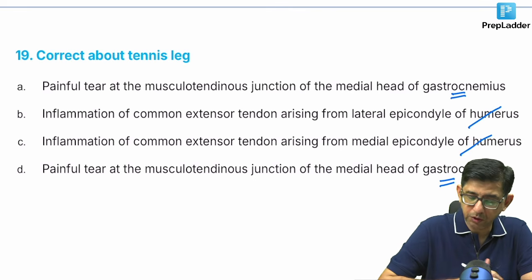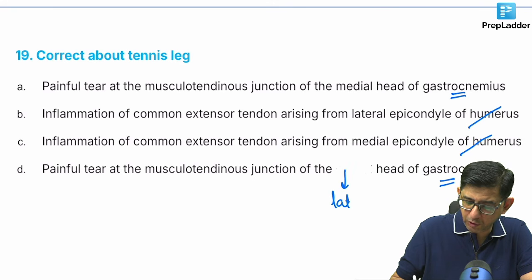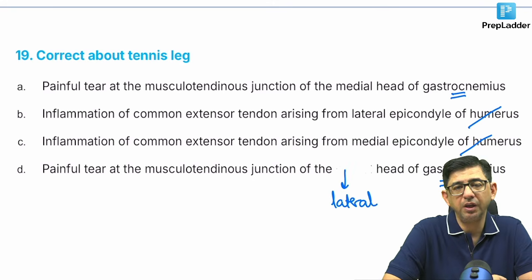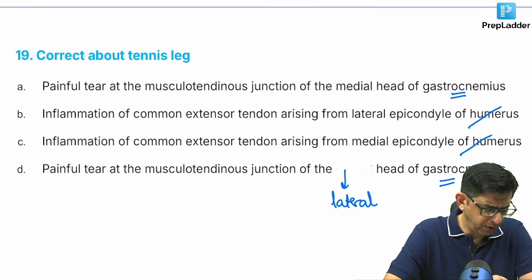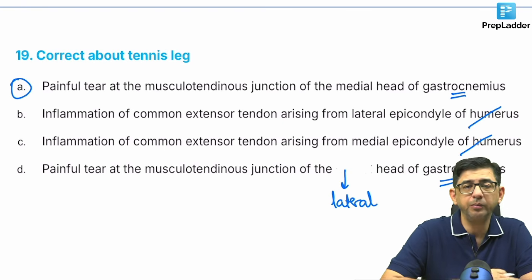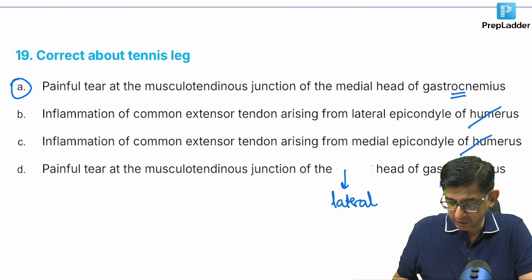Okay, so there was a typing mistake in two places, but anyway I think I can do the rectification there. One is the medial head and the second is the lateral head of the gastrocnemius. I think in the app it was okay, it's just here that the options are looking the same. So it's the medial head that basically gets torn, not the lateral head of gastrocnemius. The correct answer to question number 19 is option number A. That would be a painful tear at the musculotendinous junction.